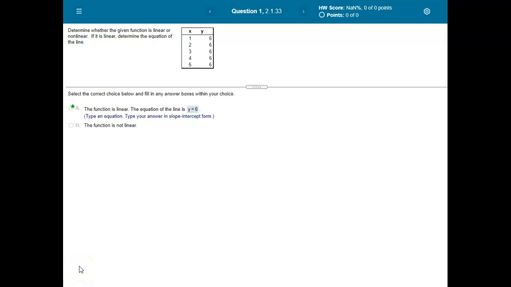This question's asking whether or not the presented table of values is linear or nonlinear. And if it's not obvious by just looking at the table, what I would suggest is to place a graph of this data or to create a graph of this data.